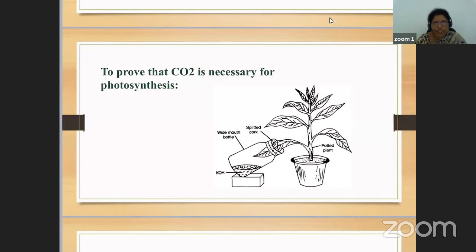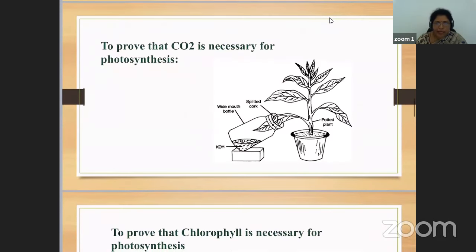For this, you need to take a potted plant and a bottle with a wide mouth, and a cork is inserted. Cork is nothing but a lid-like thing, and it is split in the center so that we can keep the leaf through the slit. Then 5 to 10 ml of KOH, that is potassium hydroxide, is put in the bottle. In your textbook, it is given as caustic potash. It is the same. And why do we put KOH in the bottle? It will absorb carbon dioxide.